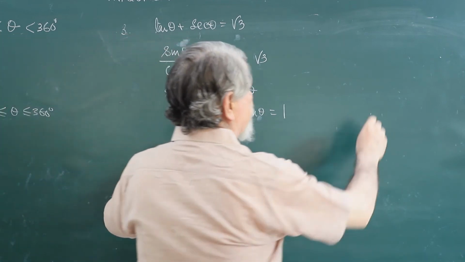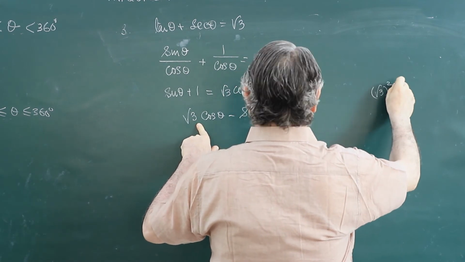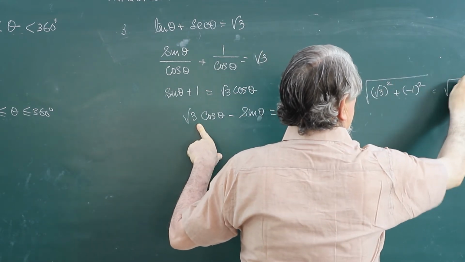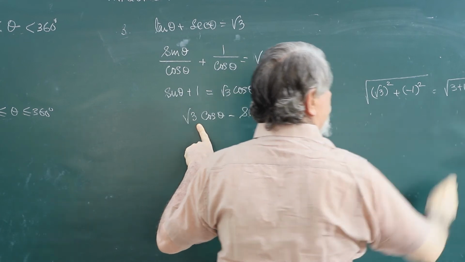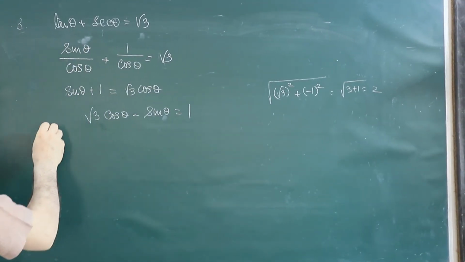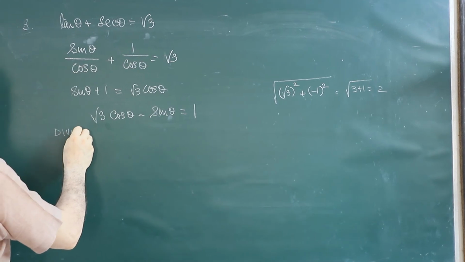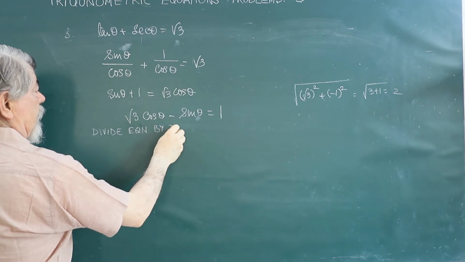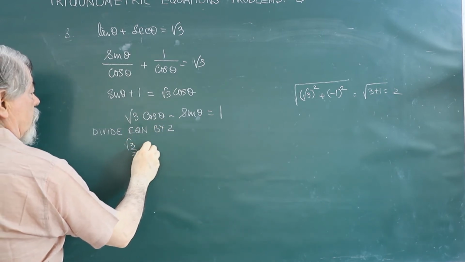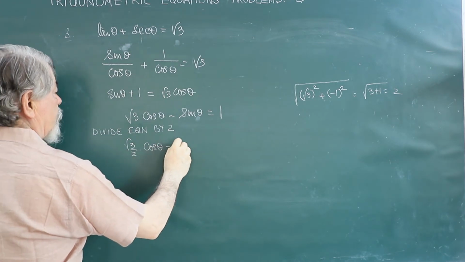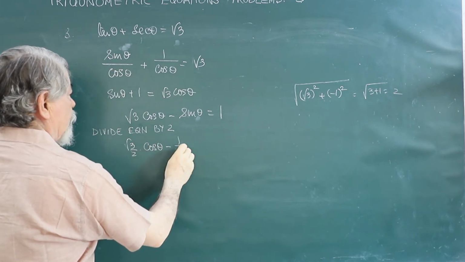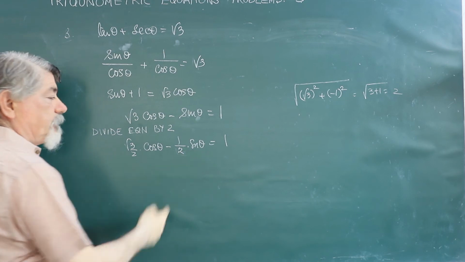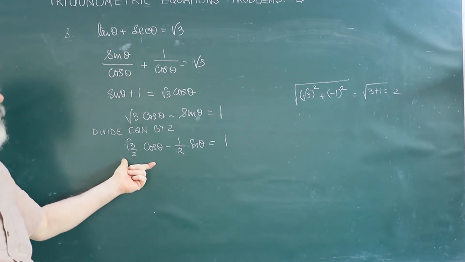Now what are we going to do? Again we will apply the same principle. Root 3 whole square plus minus 1 whole square and under root. That is 3 plus 1. Again it will come out to be 2. I'll divide the whole equation by 2. I'll get root 3 upon 2 cos theta minus 1 upon 2 sin theta is equal to 1. Cos A, cos B, sin A, sin B. Cos is coming first.